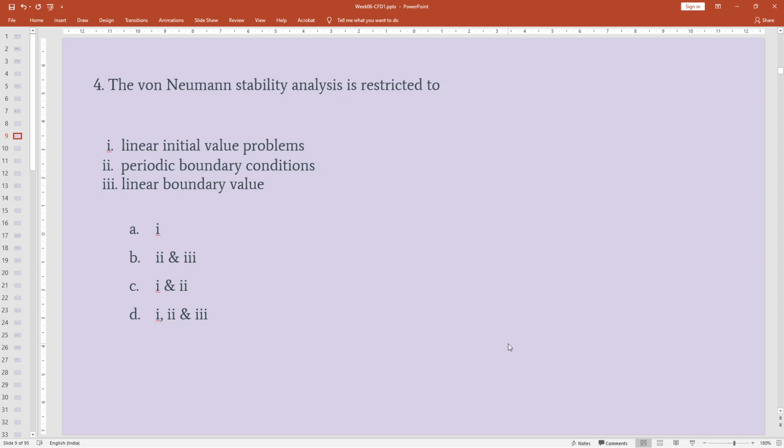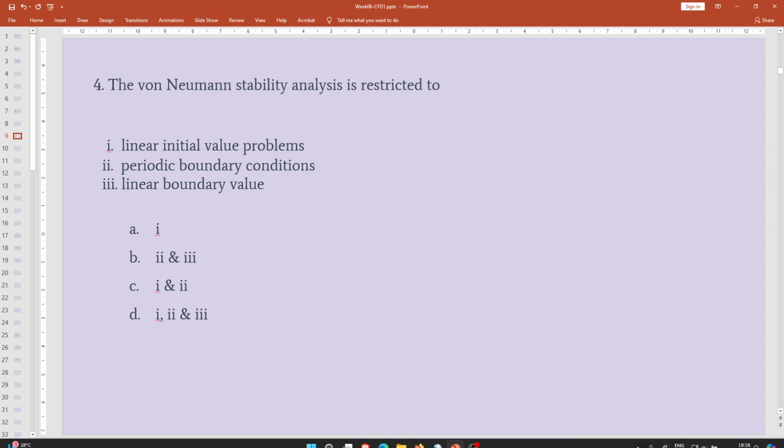Fourth question. The von Neumann stability analysis is restricted to which of the following? First one, linear initial value problems. Second one, periodic boundary conditions. Third one, linear boundary value problems. Options are option A, first only, option B, second and third, option C, 1 and 2, option D, all the three. You can inbox your answers.